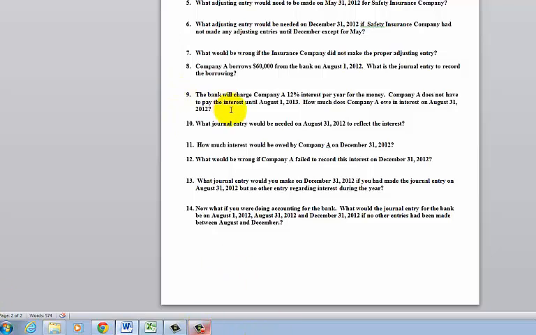So to calculate interest for a month, we take the total loan, $60,000. We multiply that by the 12%, which is 0.12, which gives us $7,200. And then we divide that by 12 to get just the interest for 1 month. So that would be $600. So after 1 month, we have a liability to the bank for not just the $60,000 now, but the $60,000 and the $600 on top of it.